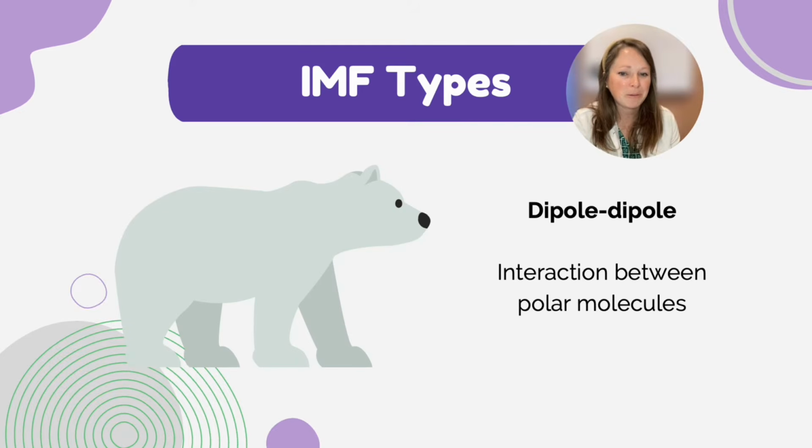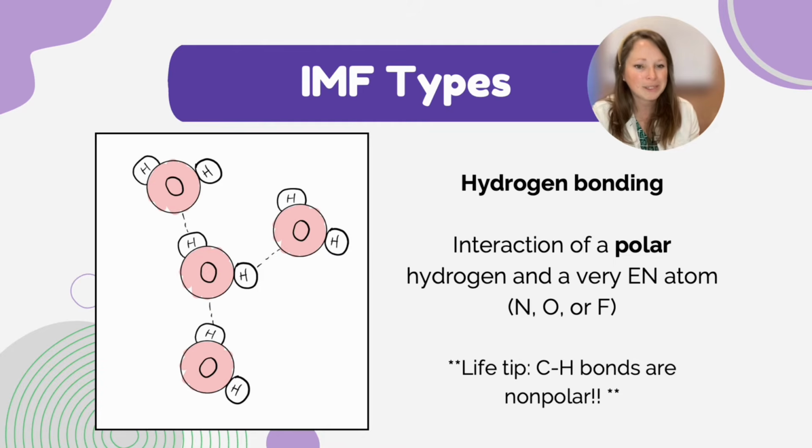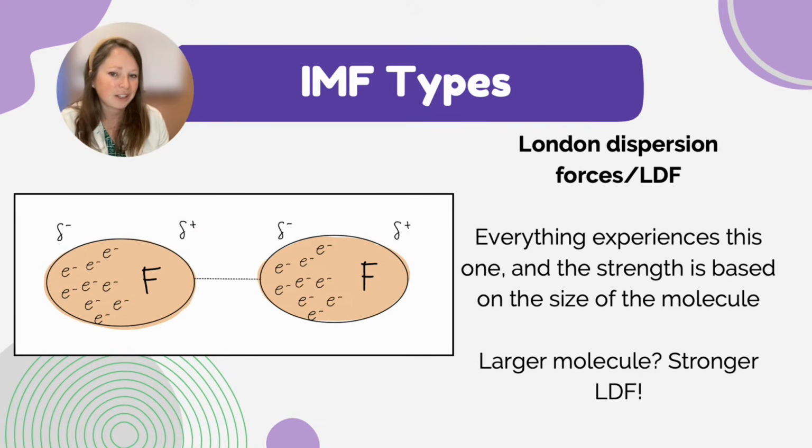We also have dipole-dipole interactions between two polar molecules. Hydrogen bonding is a specific type of dipole-dipole interaction. Again, you have to have a polar hydrogen, and that's going to interact with a very electronegative atom, whether that's fluorine, oxygen, or nitrogen. And then finally, we have the London dispersion forces. Again, everything experiences this because it's due to the random movement of electrons. Promise you're going to spend a lot more time on this year.